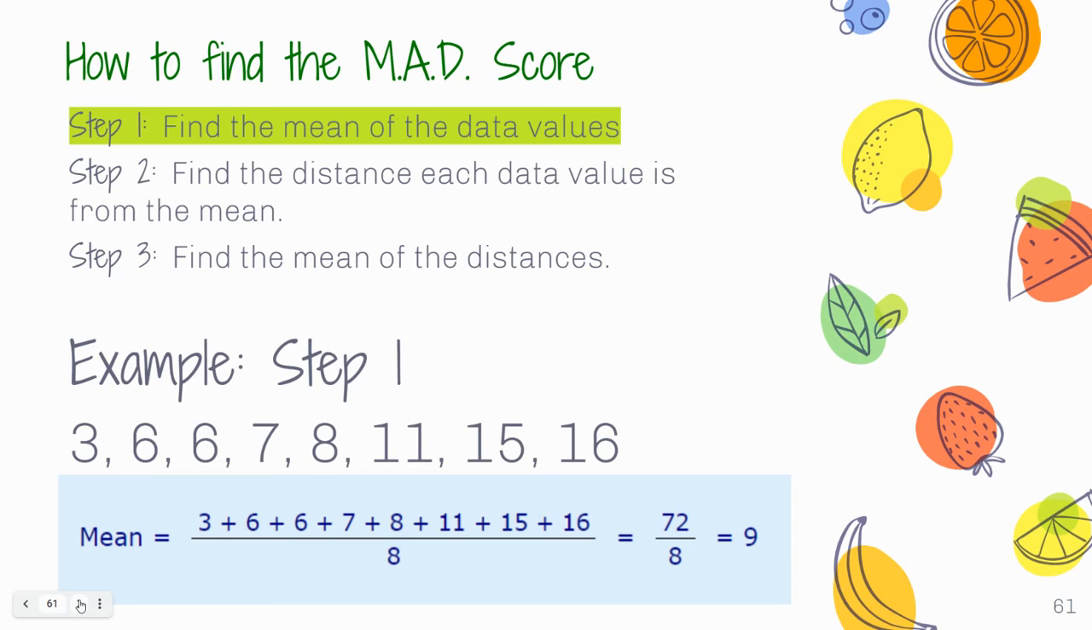I'm still on step 1. I need to calculate the mean. I add each data value together. When I add all of those together, I get 72. There were 1, 2, 3, 4, 5, 6, 7, 8 data pieces. So I take 72 divided by 8 and I get 9 for the mean of this data set. 9 is the mean.